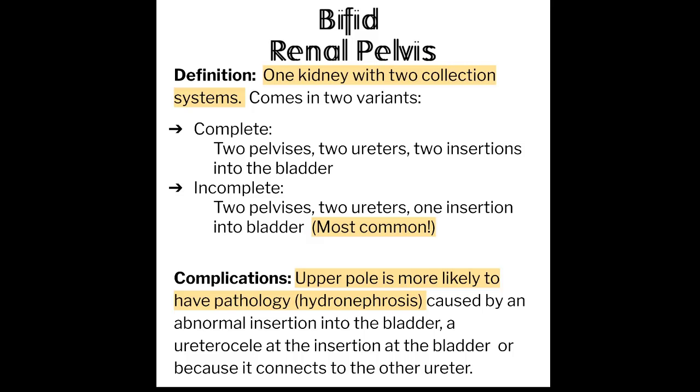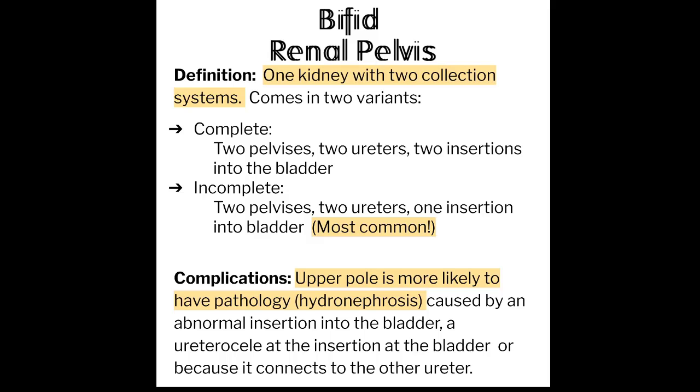Bifid renal pelvis is probably going to be one of the most common things that you're going to see as a sonographer. And what it means is that one kidney has 2 collection systems. Now, when we learned about anatomy, we know that the minor calyces dump into the major calyces, which dump into the sinus, which goes into the ureter, and all of the urine exits out one ureter. Bifid renal pelvis changes that setup a little bit.